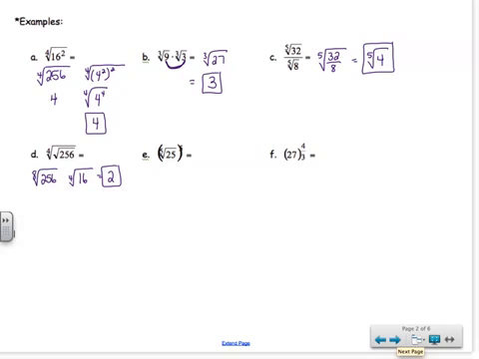Now notice in letter E, we have the fifth root of 25 raised to the fifth. Those are going to undo each other and leave us with 25.